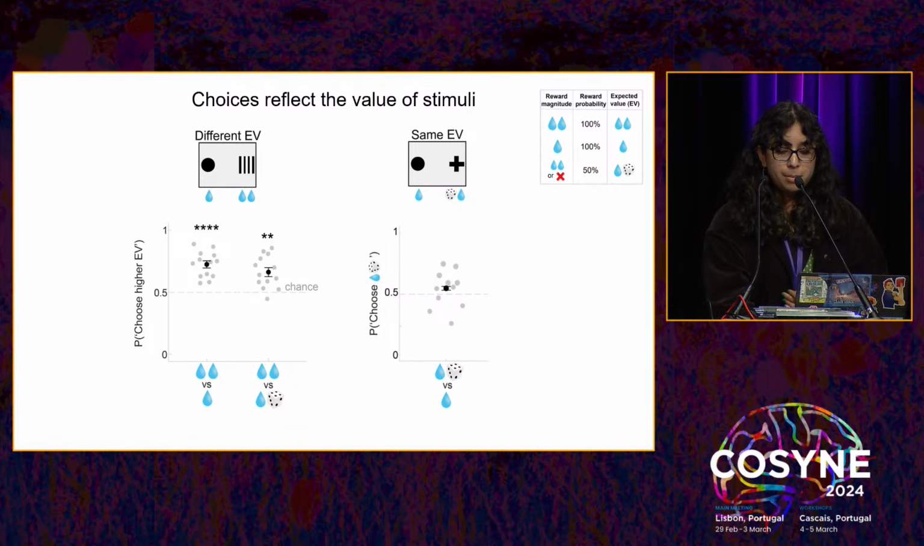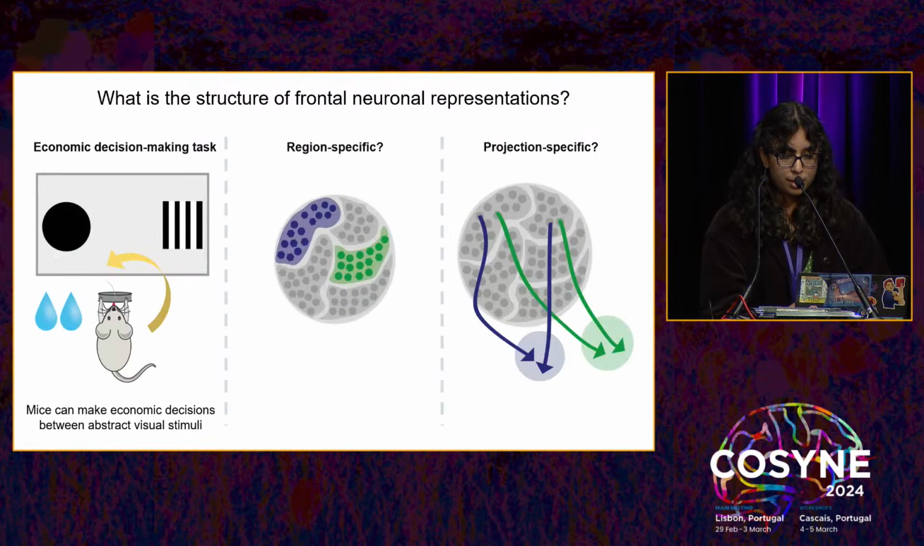Conversely, when choosing between stimuli with the same EV but different risk, there was no preference for the safe or risky option at the group level, despite considerable variability in risk preference across individual mice. Overall, our behavioral results demonstrate that mice make economic decisions between abstract visual stimuli, similar to previous studies in non-human primates.